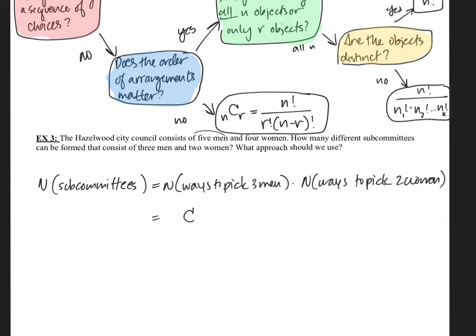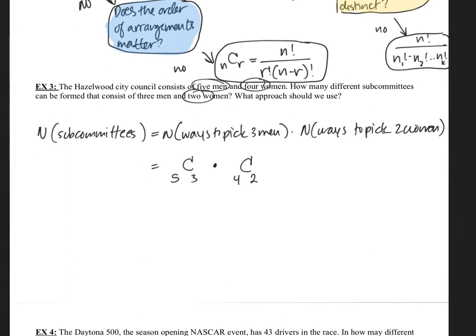How many men are there total? There are 5 men total, and from it we're taking 3 men. So C, 5, choose 3. Then we're multiplying that by, same thing, we're going to use combinations because order does not matter. Now for the women, we have 4 women total, and we're choosing 2 women. So C of 4, choose 2.